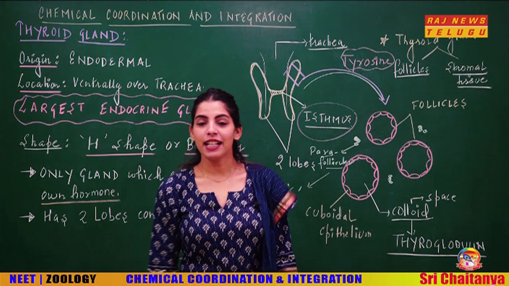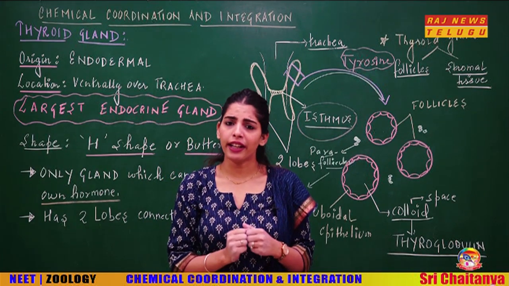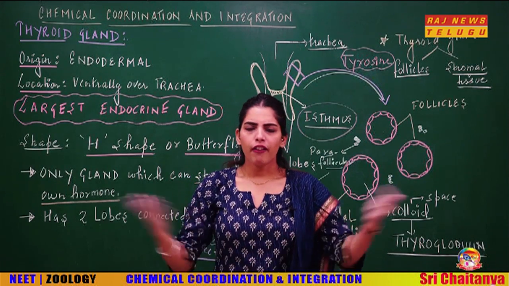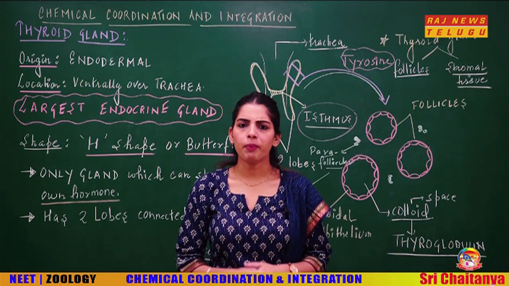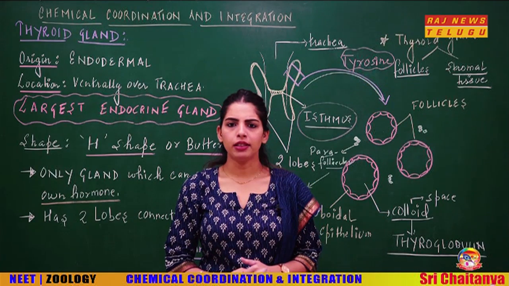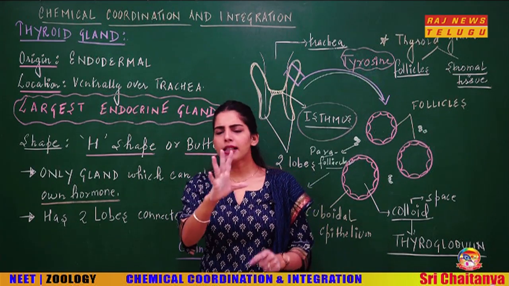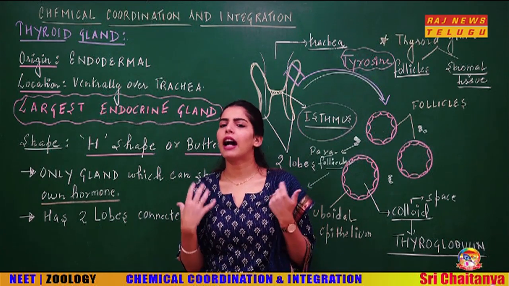Also, we know, students, that we require a lot of iodine for the formation of the thyroid hormone. Where is this iodine coming from? How is this iodine trapped? Iodine is surely coming from the diet, okay? So, we all must maintain a good amount of iodine in our diet.